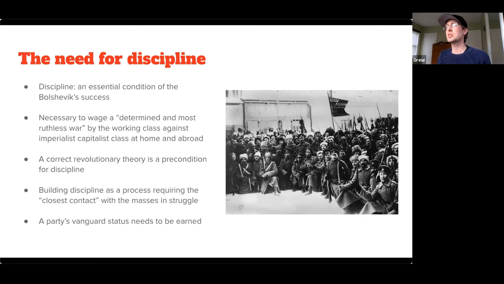tenacity, self-sacrifice, and heroism. Second, by its ability to link up and maintain the closest contact and, if you wish, merge in a certain measure with the broadest masses of working people. Third, by the correctness of the political leadership exercised by this vanguard, by the correctness of its political strategy and tactics, provided the broad masses have seen from their own experience that they are correct. Without these conditions, all attempts to establish discipline inevitably fall flat and end up in phrase-mongering and clowning.